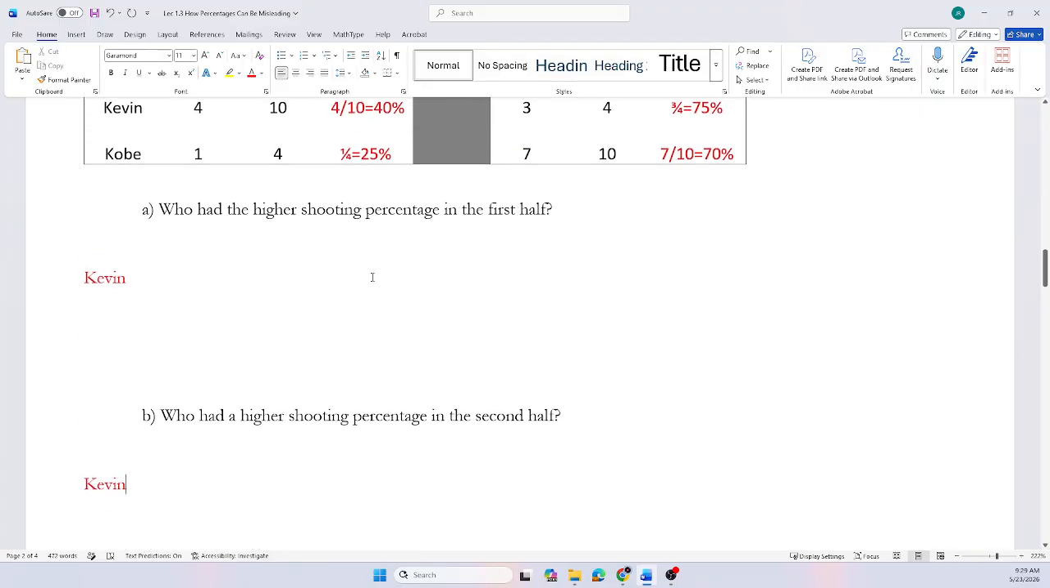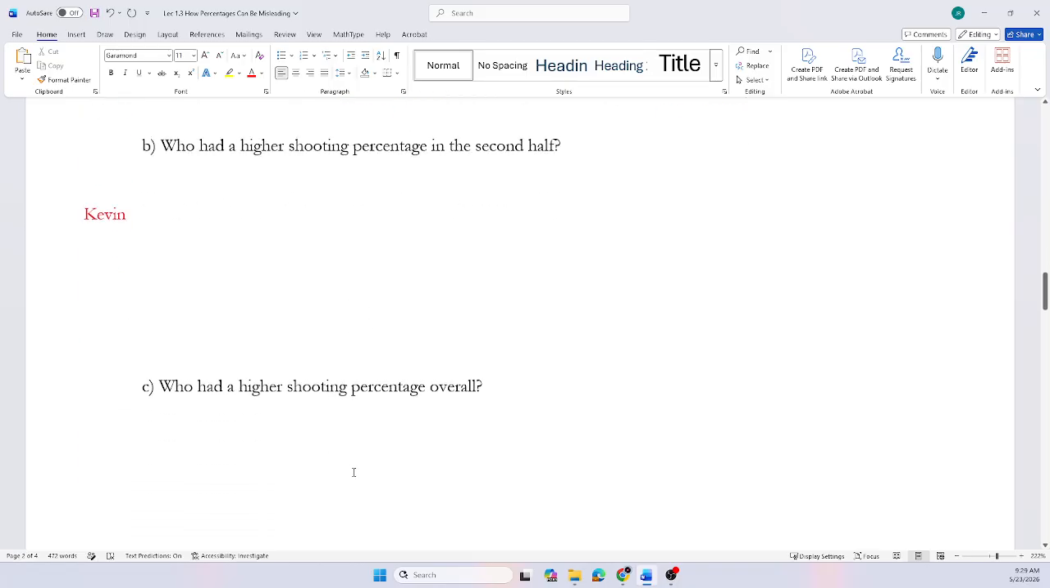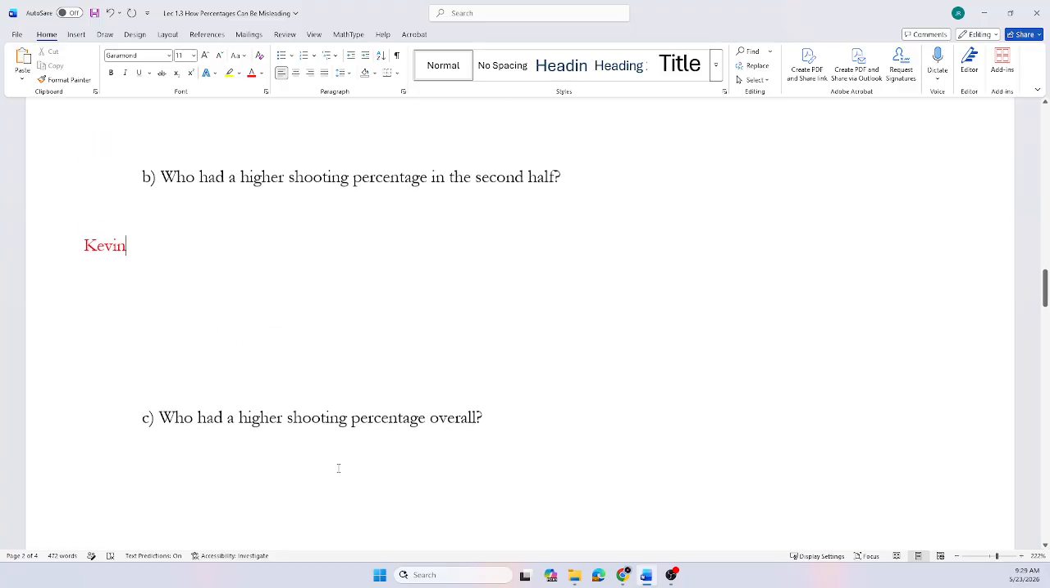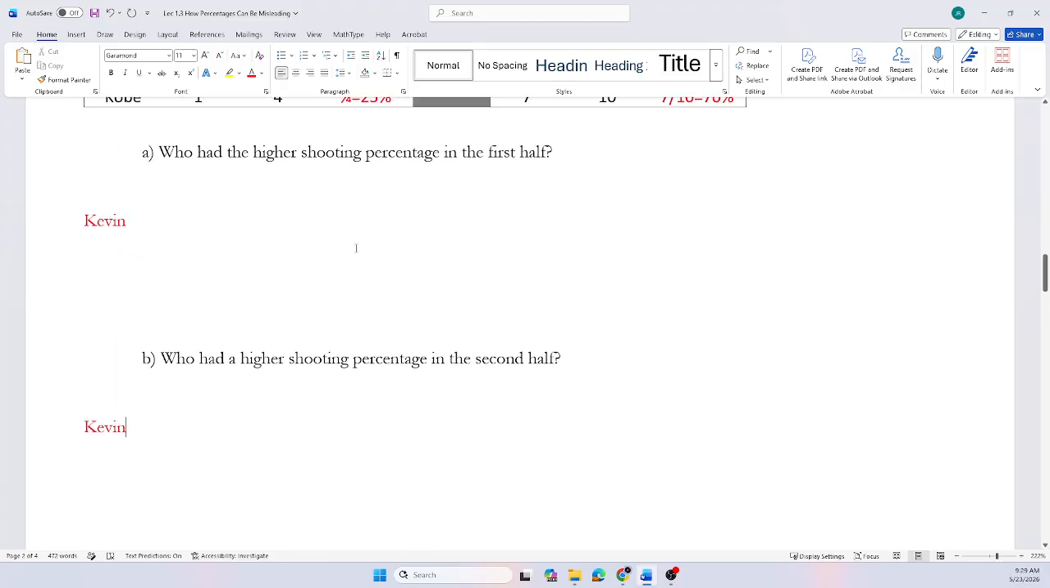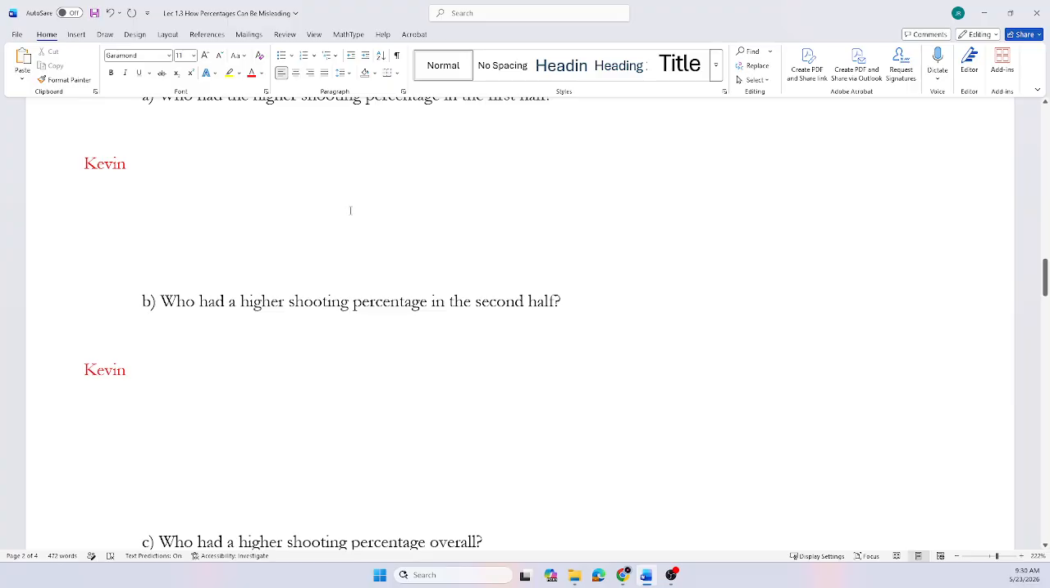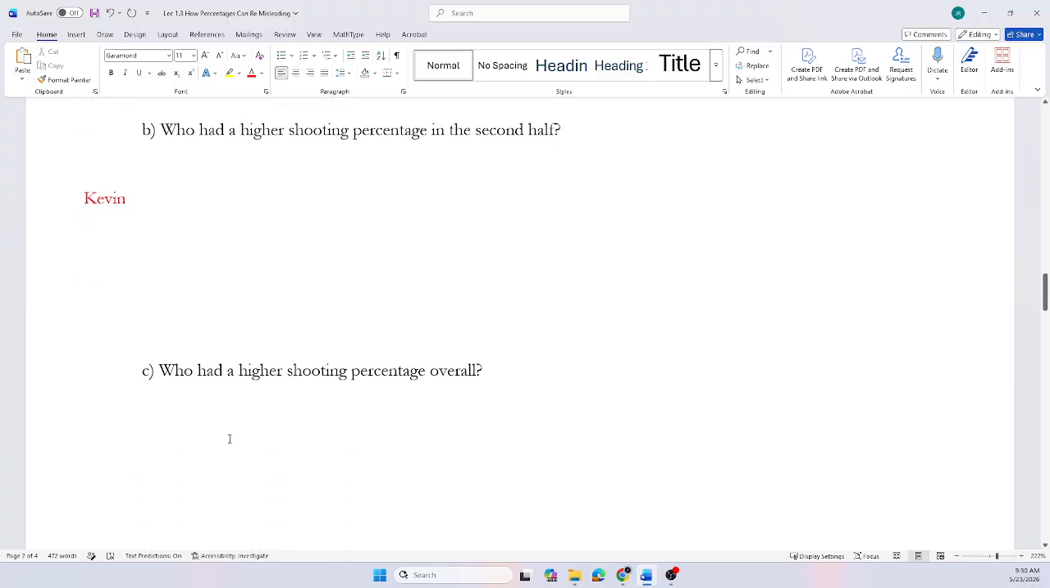So Kevin is the better shooter in the first half of the game. Kevin is also the better shooter in the second half of the game, which begs the question, who had the higher shooting percentage overall? And this is where you've got to be careful with percentages. You might say, well, Kevin had the higher percentage in the first half and the second half, so if you're better in the first half and better in the second half, aren't you the better shooter overall? Well, not necessarily.